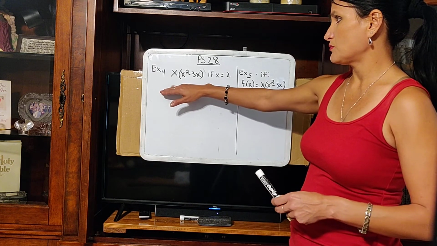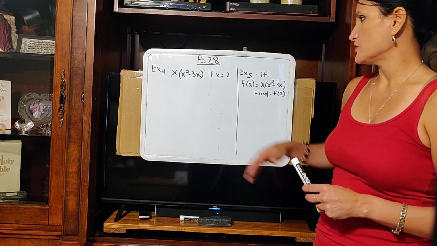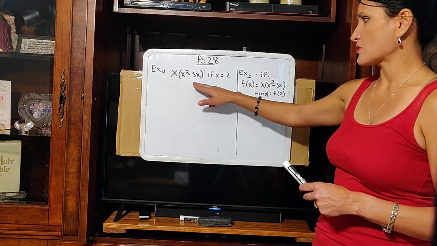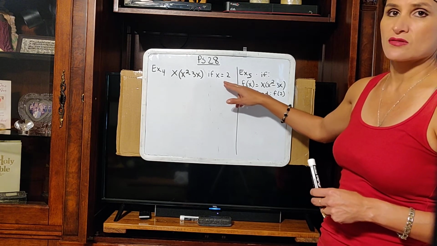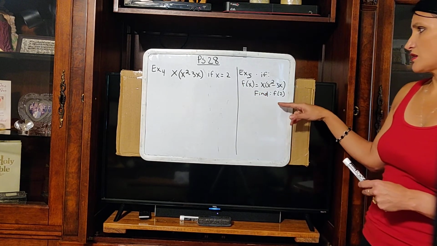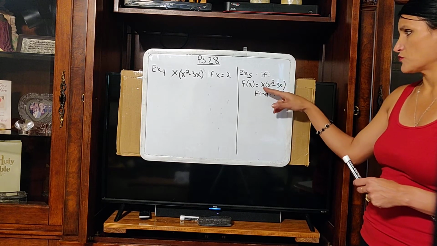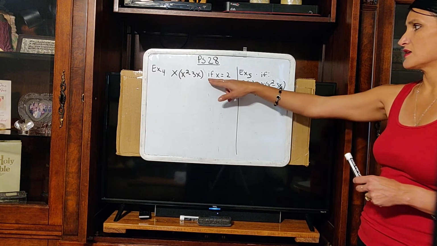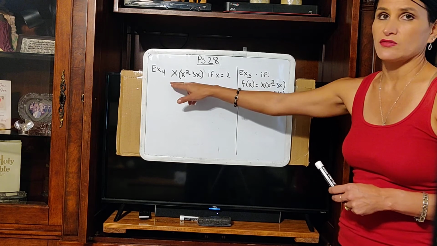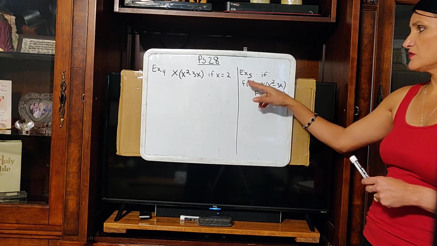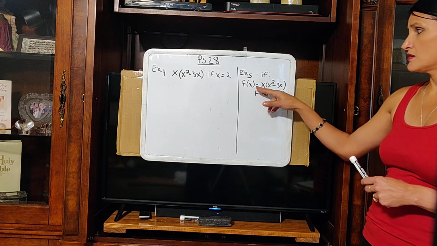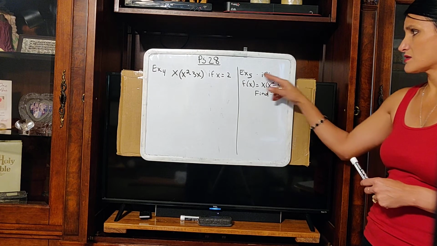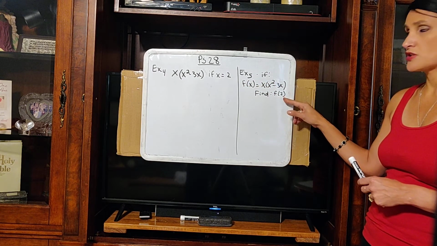So I'm going to go on example number 4, and it's already been written for you, and then I'll be doing example 5. If you notice, x(x squared minus 3x), if x equals 2, is exactly the same thing as example 5 in equational format, f(x) equals x squared minus 3x, find f of 2. The only difference is the "if" right here tells you to evaluate, where over here it's saying if the function of x is x squared minus 3x, then find f of 2. That's the only difference.